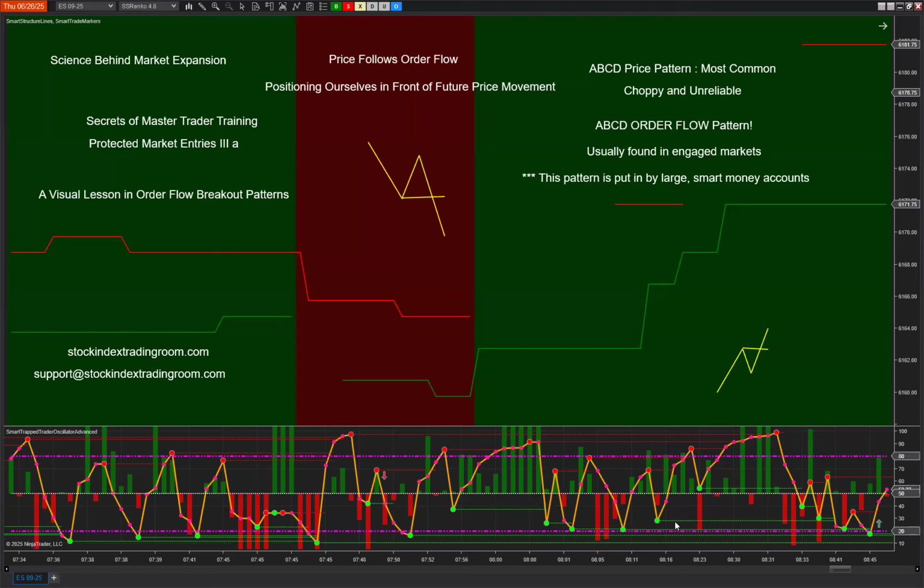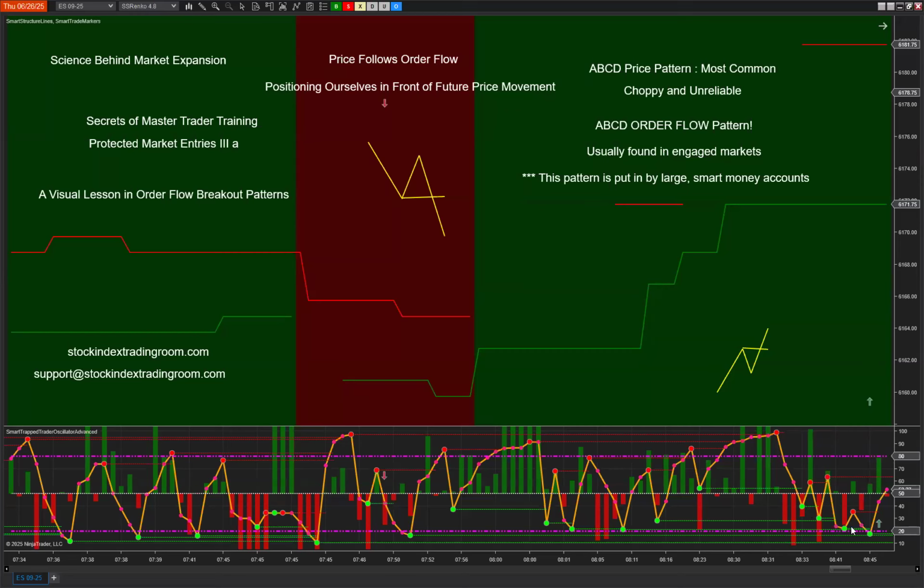Okay. So what we're going to do is show you a real simple ABCD pattern, but we're not going to use price bars because it can get real choppy. We're going to use an order flow reader that gives us an advanced read that price is going to go in a certain direction. And that's it, right? We do it every day in the room. I teach this every day in the room.